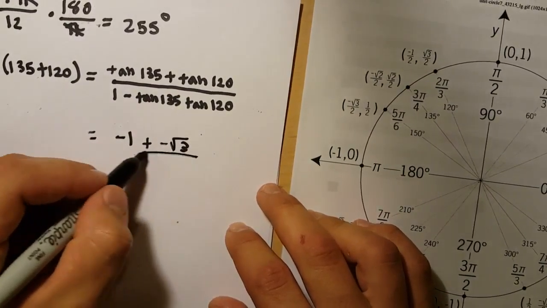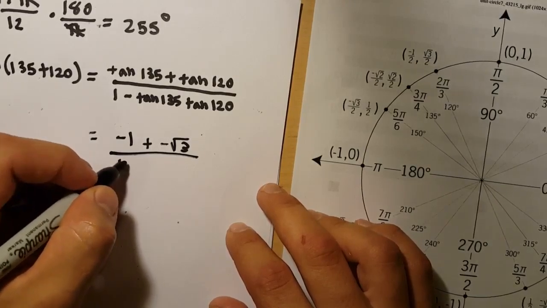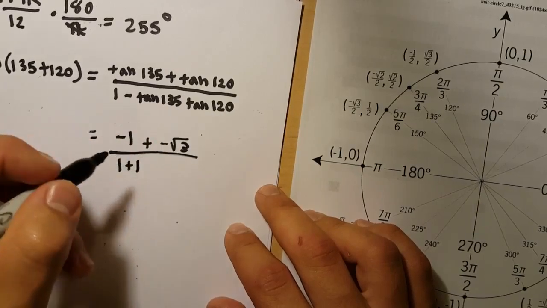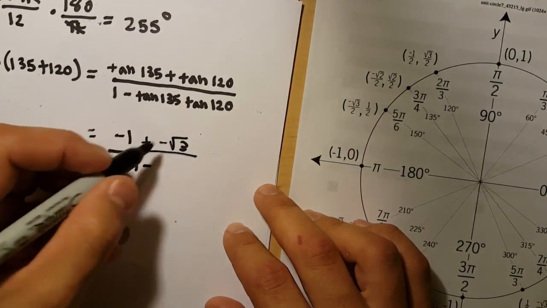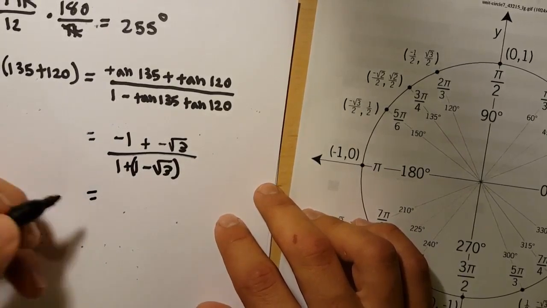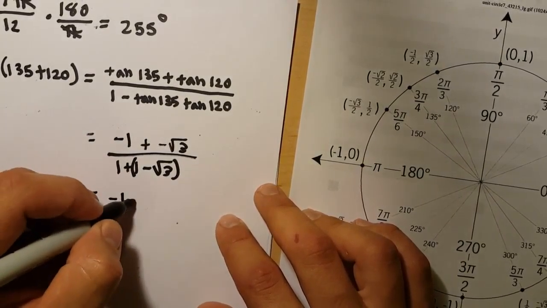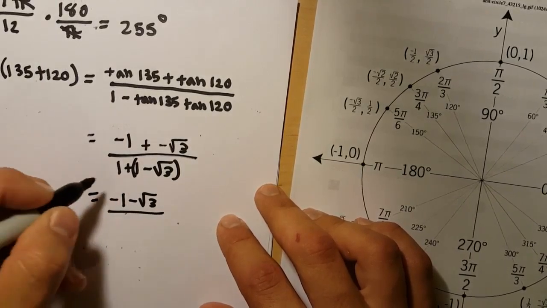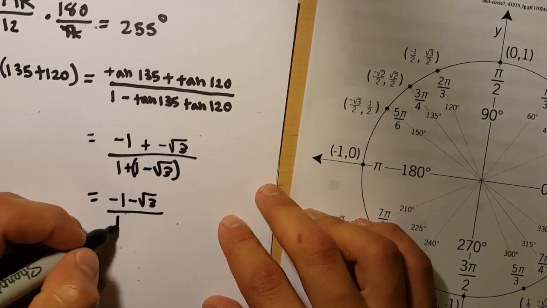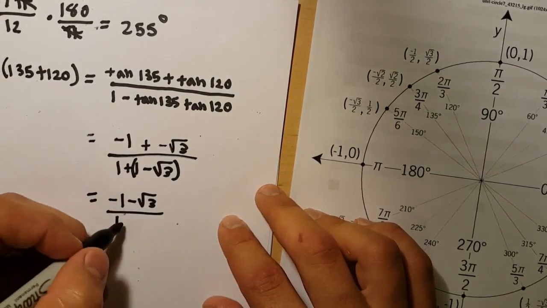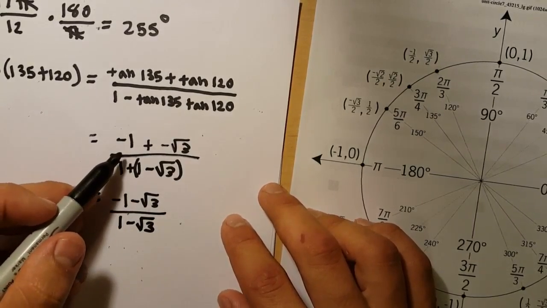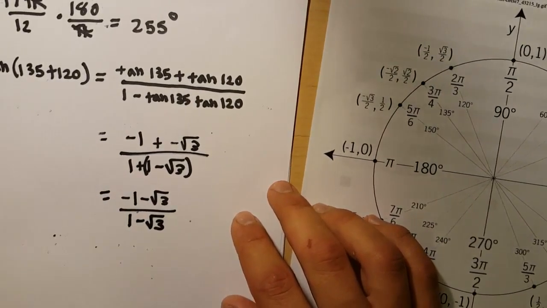And so this will be over 1. So negative and negative 1 will give us plus 1, and tan 120 would be negative root 3. So this will be equal to negative 1 subtract root 3, over 1 plus 1 and negative root 3, so it's going to be 1 subtract root 3. So this should be your answer.